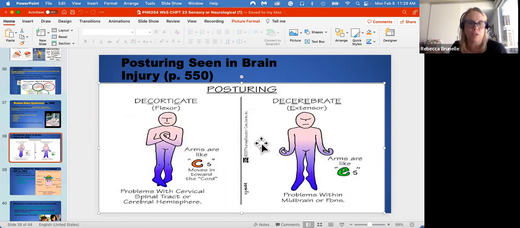So this is never a good sign. If your patient comes in posturing, that's always a sign of really severe damage.